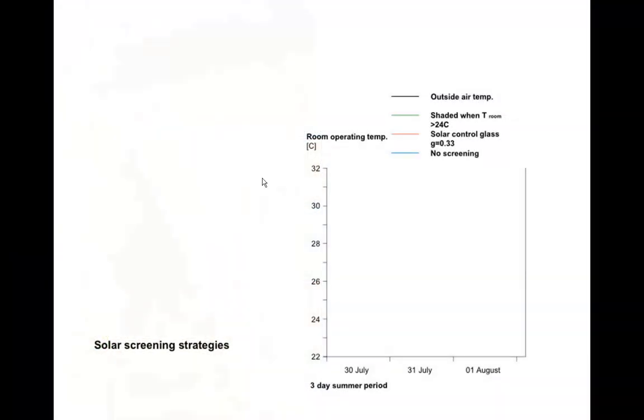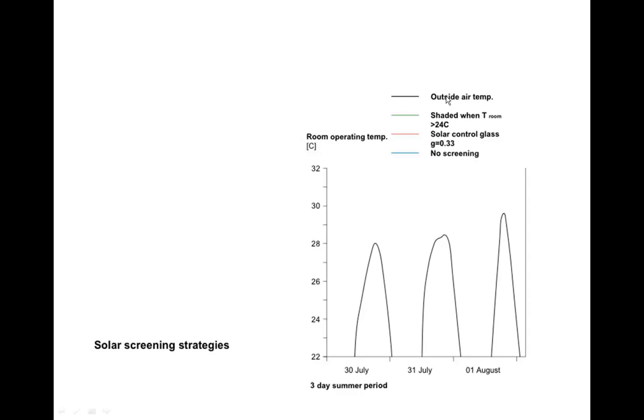Okay, so looking at some other solar screening strategies. We've got our outside air temperature, and the first one we're looking at in blue is no screening at all, just glass. If we then look at solar controlled glass, which is glass with special coatings to reduce the solar gain, solar controlled glass is actually quite effective. So if you can't manage to get any shading into your building, solar controlled glass will help.